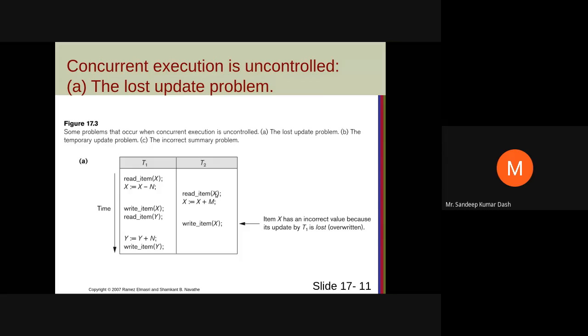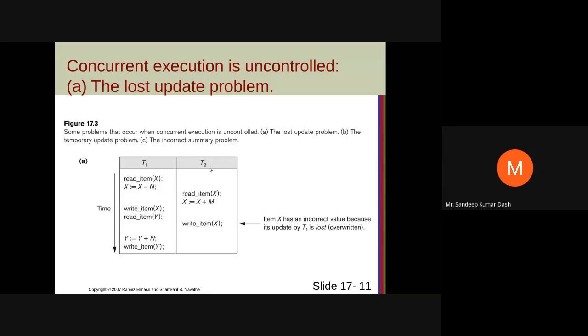If you have any doubt at any point of time, just interrupt. When I am saying read item X, as you have seen before, it reads the database item from the database itself. So 50 is what it will get from the database. The value available here will be 50. Then suppose N is 5. So X will be 50 minus 5, that is 45.